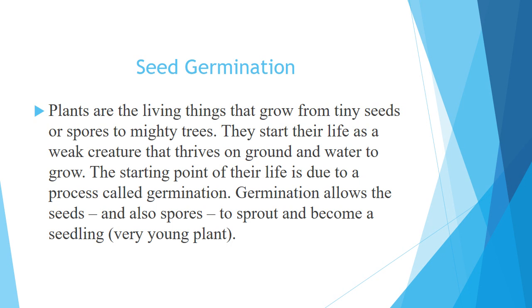Seed germination. Plants are living things that grow from tiny seeds or spores to a mighty tree. They start their life as a weak creature that thrives on ground and water to survive. The starting point of their life is due to a process called germination. Germination allows the seeds and also spores to sprout out and become a seedling, which is a very young plant.